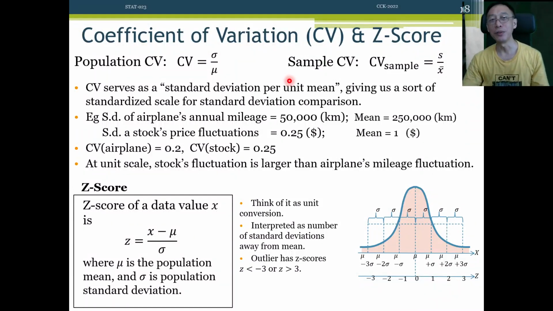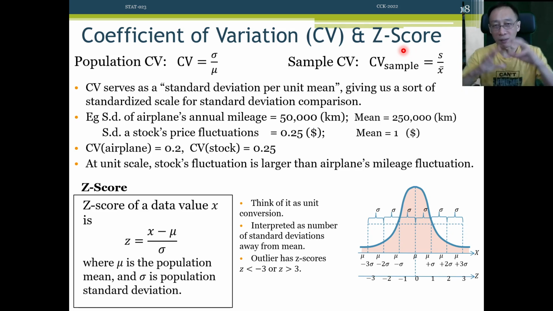In this session, we want to visit two names or two formulas, two notions when we have measurements, when we have a set of data. So the first one is called coefficient of variation, CV, and the second one is called Z-score.